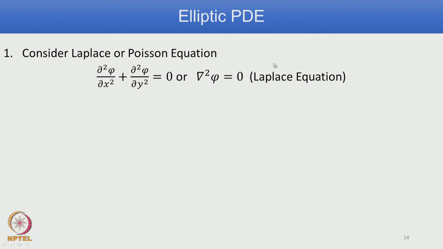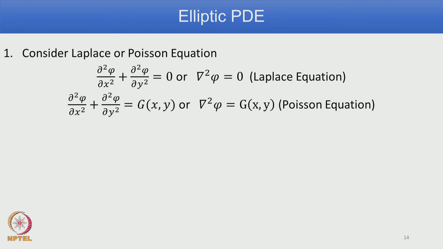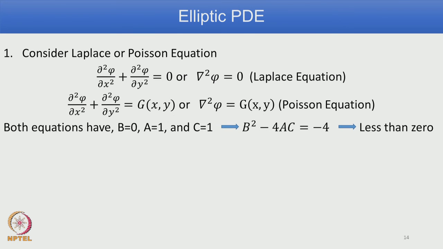If on the right hand side it is not 0, but there is a source term, given here as g of x and y, then that particular equation is called the Poisson equation. Now, if you follow the discriminant procedure, taking the coefficient values, b is 0, a is 1 and c is 1. So, if you evaluate b squared minus 4ac, you get minus 4, which is less than 0, and you can confirm that this is an elliptic PDE.